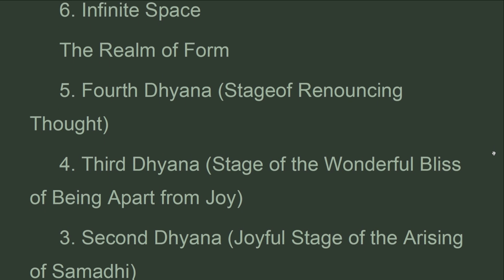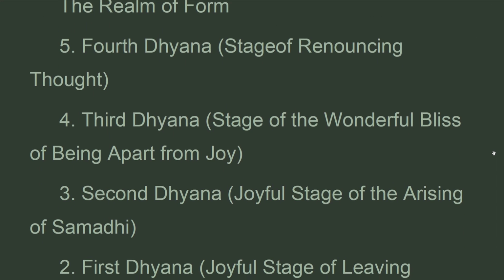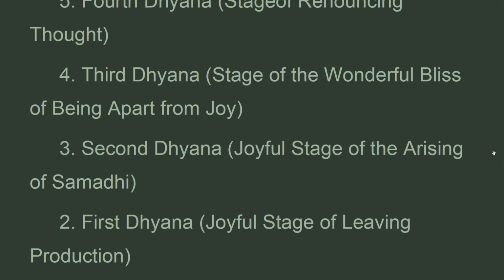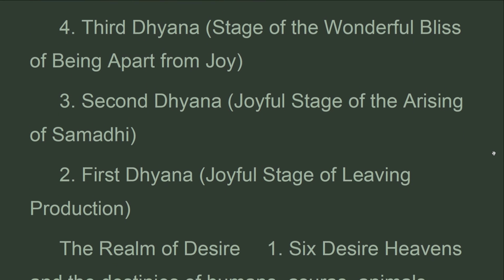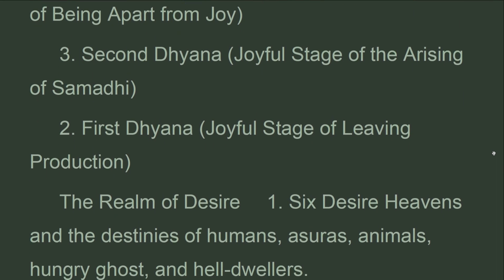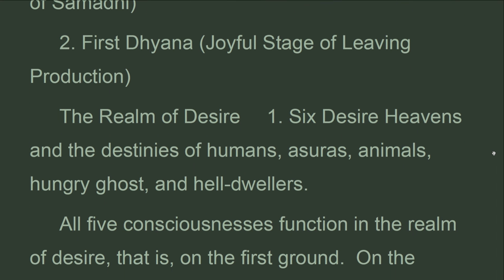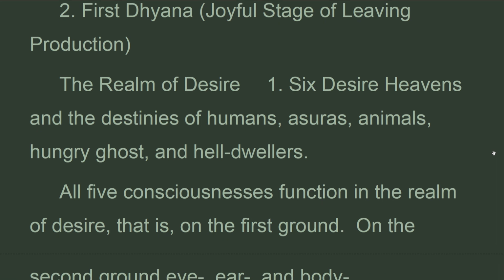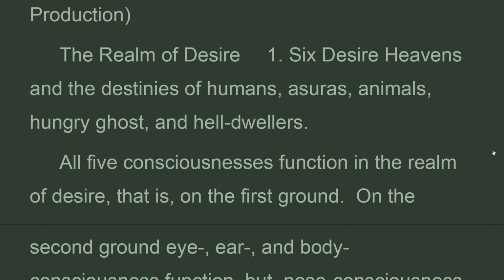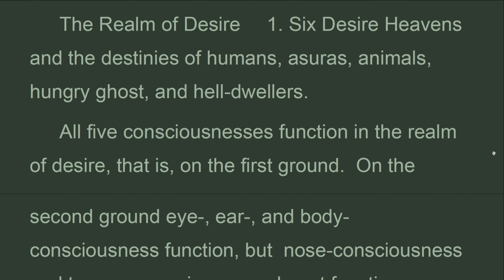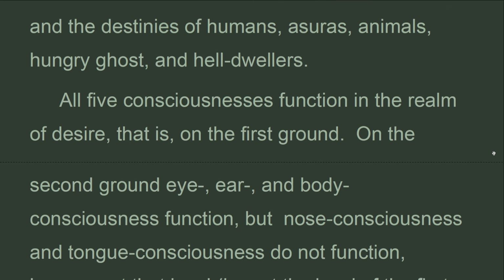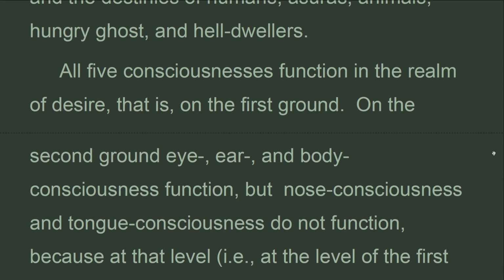4. Third dhyana, stage of the wonderful bliss of being apart from joy. 3. Second dhyana, joyful stage of the arising of samadhi. 2. First dhyana, joyful stage of leaving production. The realm of desire: 1. 6 desire heavens and the destinies of humans, asuras, animals, hungry ghosts, and hell dwellers.